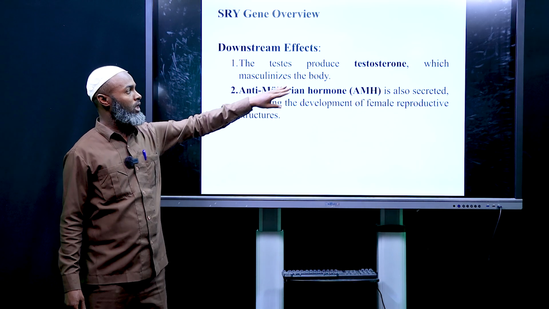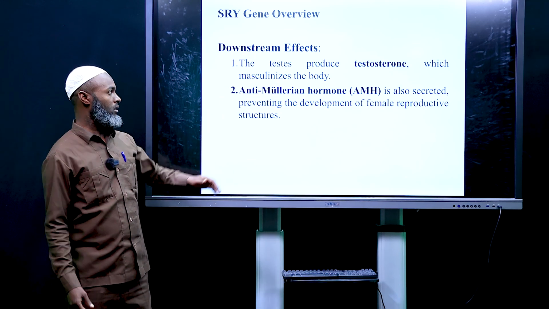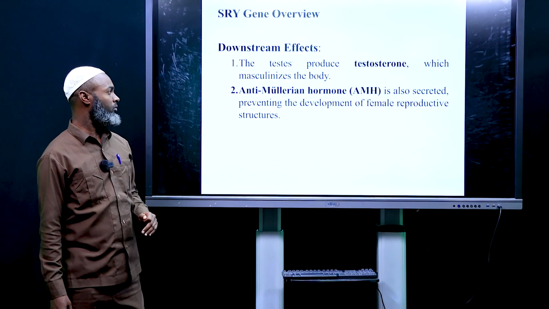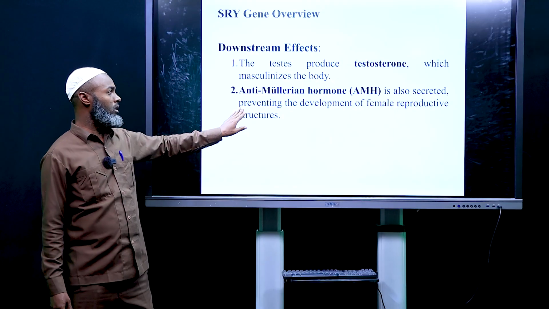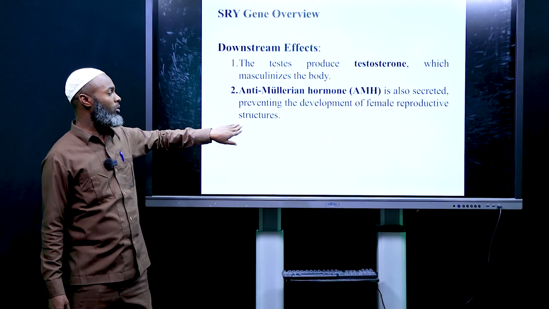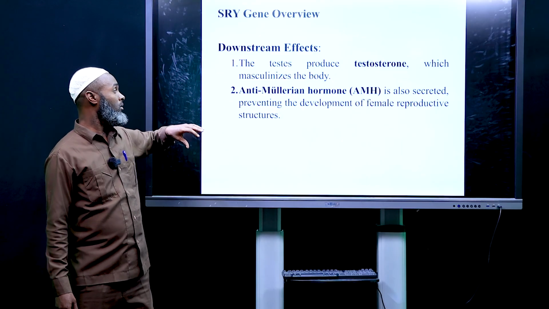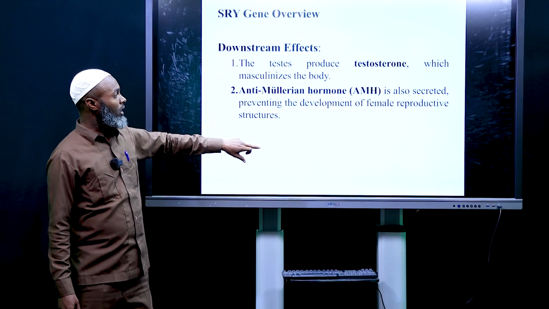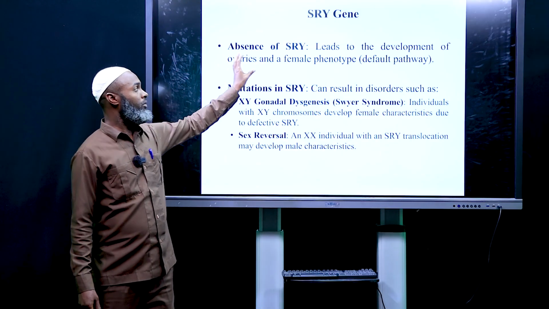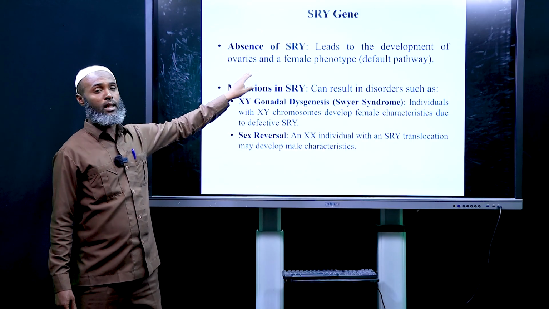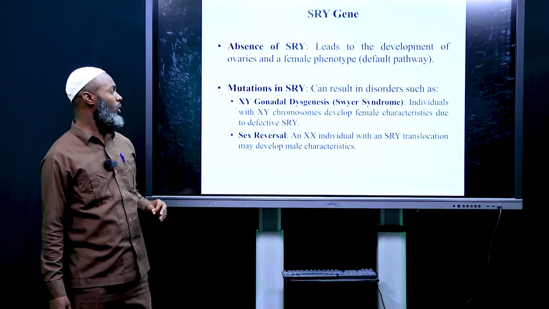The testes produce testosterone, which masculinizes the body. So they initiate this hormone. Anti-Mullerian hormone, AMH, is also secreted, preventing the development of female reproductive structures. So this is a very important gene. Absence of this gene leads to the development of ovaries and female phenotype, which is the default pathway.